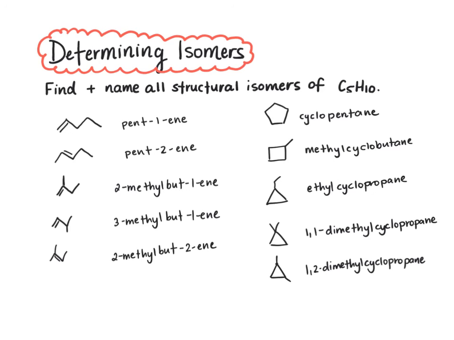So we have in total 10 isomers for this compound. As you keep practicing, the more carbons you have, the more isomers you'll have. And the more units of unsaturation, the more combinations you can have.